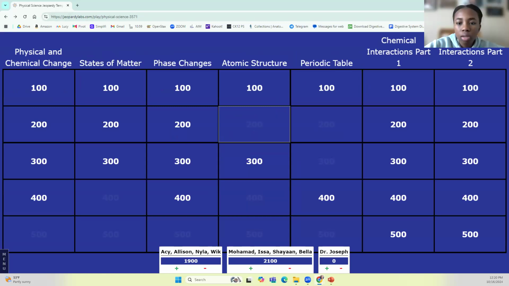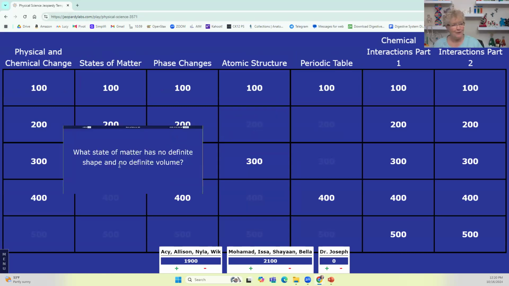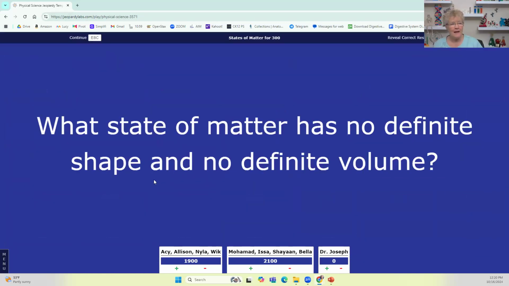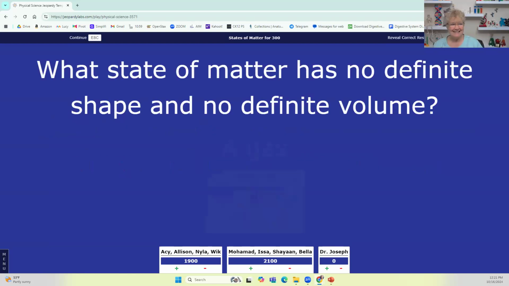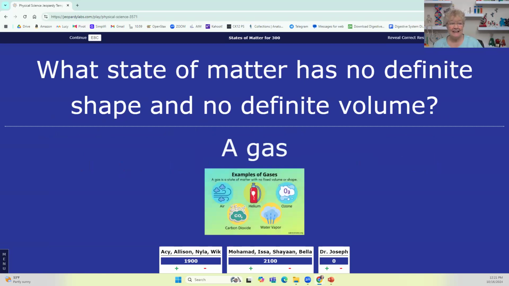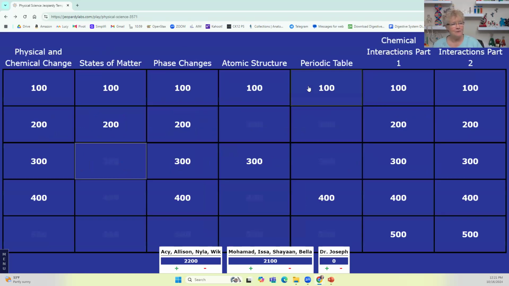Can I do states of matter 300? States of matter for 300. What state of matter has no definite shape and no definite volume? Isn't it gas? It is gas. Excellent job. It is a gas, like the air we breathe, goes everywhere. No definite shape, no definite volume. All right, that was Allison for 300.